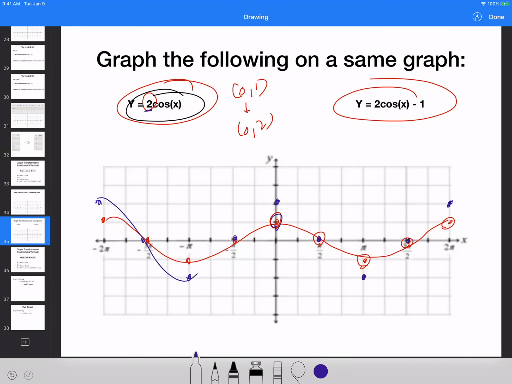So this would be the graph of your 2 cosine of x. So not only do I need to understand the concept of amplitude from yesterday, I also have to subtract 1 from it, right? So how do I do that?